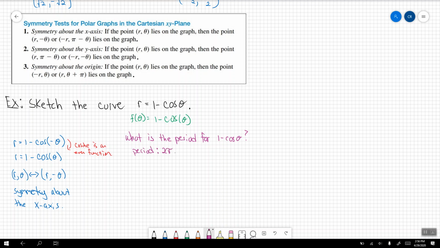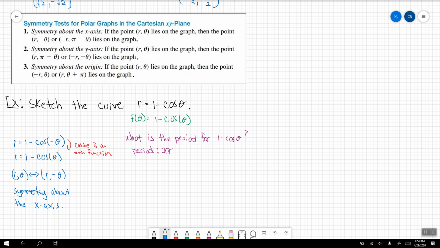And the reason I say that one period is 2 pi and why we want to focus on this is because when we have to graph this, we know that we have symmetry along the x-axis, which means I only need to graph one part of this function with respect to the x-axis. I either graph the top part of this function and then reflect it, or I graph the bottom part and then reflect that.